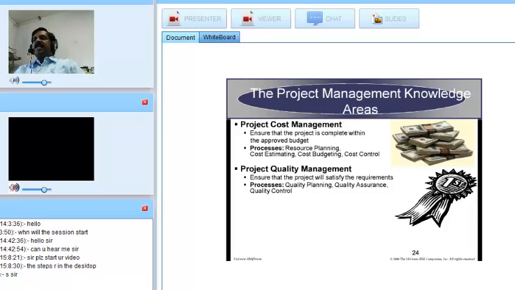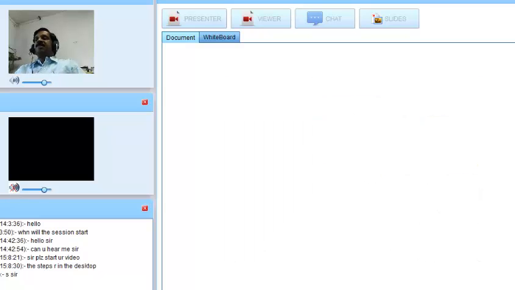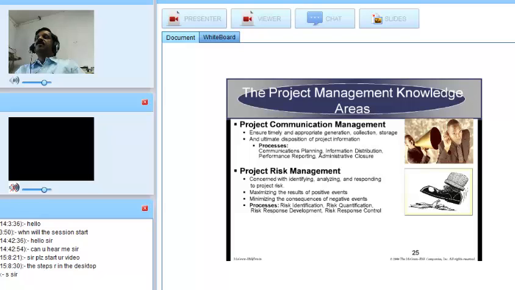Quality planning. You may have to have a quality plan document as to what you are doing to make sure that the project is done according to the quality required. And you may have to have quality assurance tests. You may have to have a quality control department. So these are the various processes you will initiate as a part of project quality management.